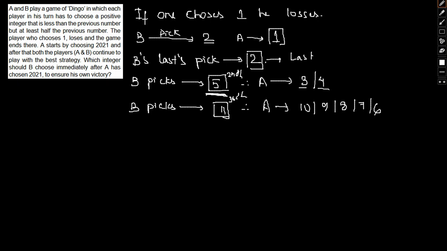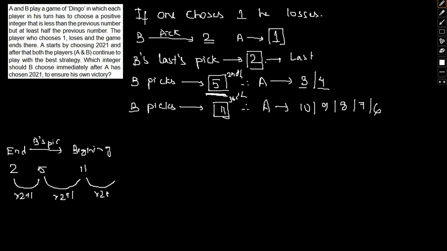So notice something. If we go from end to beginning, basically I'm starting from the backwards direction in this way. B's picks: first will be 2, second will be 5, and third will be 11. Notice one thing: times 2 plus 1. Similarly, times 2 plus 1 would give us 23.